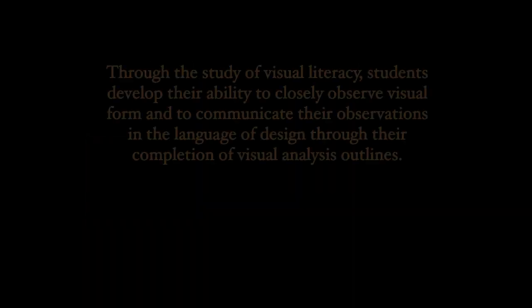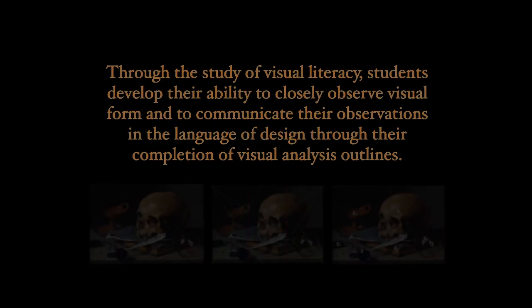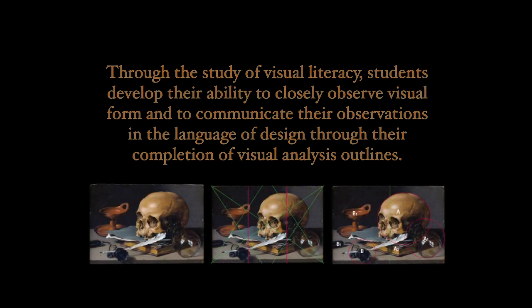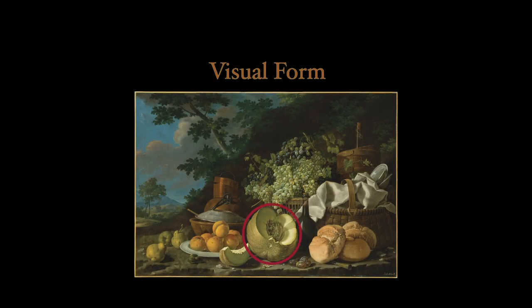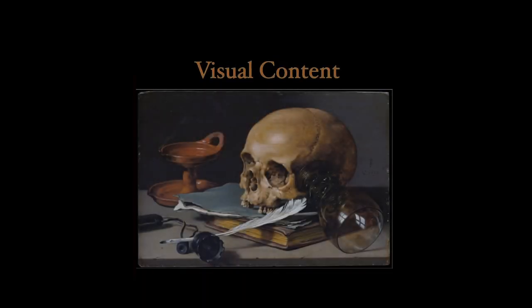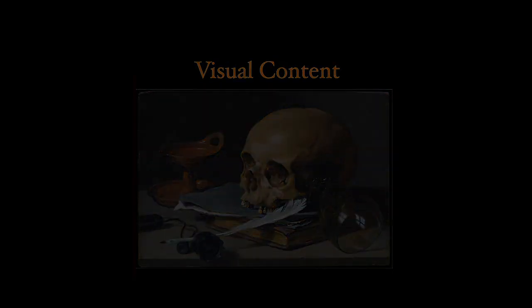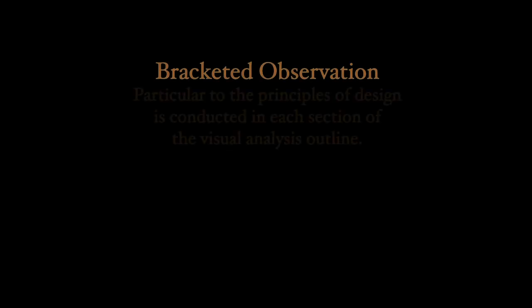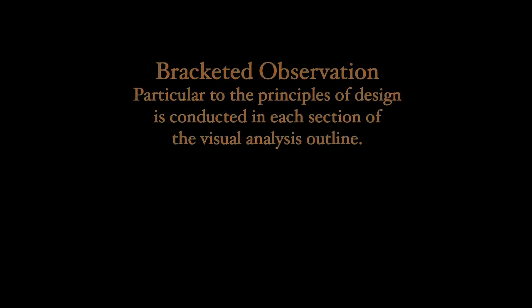Through the study of visual literacy, students develop their ability to closely observe visual form and to communicate their observations in the language of design through their completion of the visual analysis outline. The analysis starts with the visual form and progresses to visual content. A bracketed observation, particular to the principles of design, is conducted in each section of the visual analysis outline.